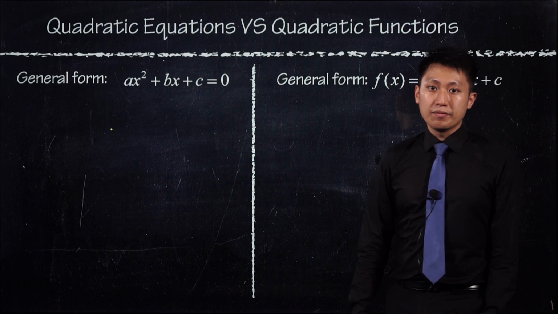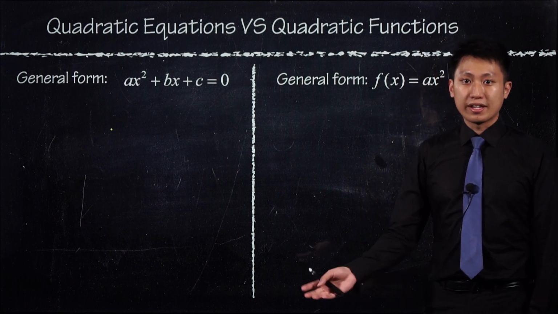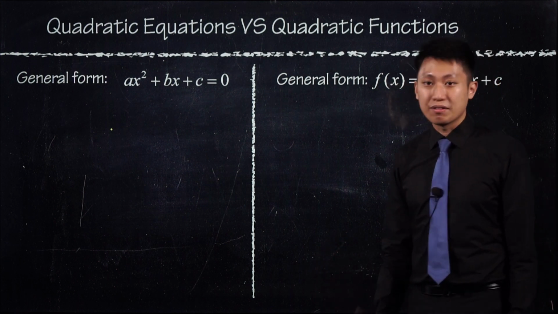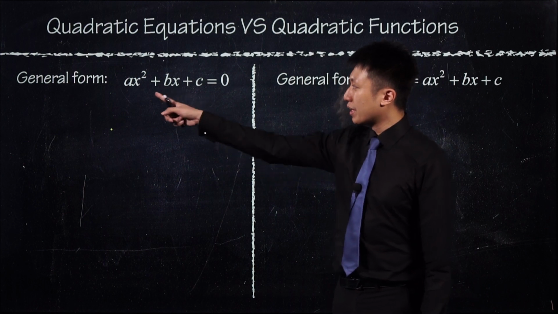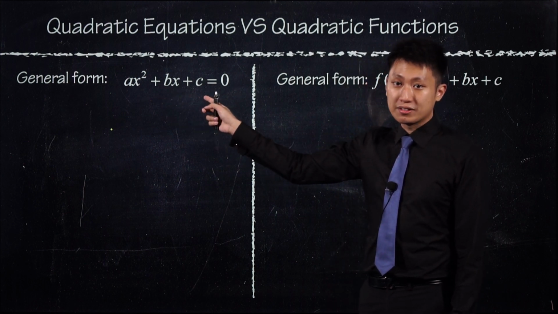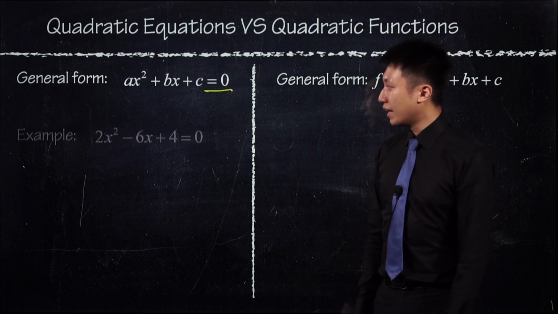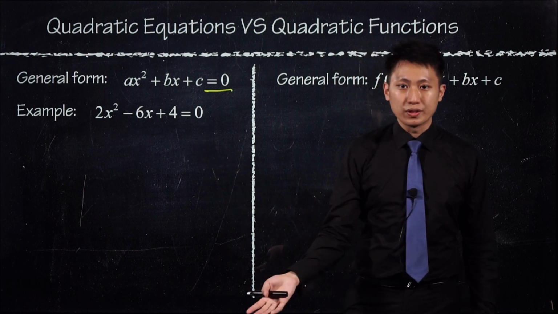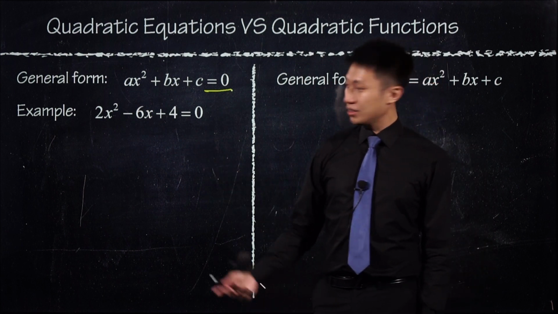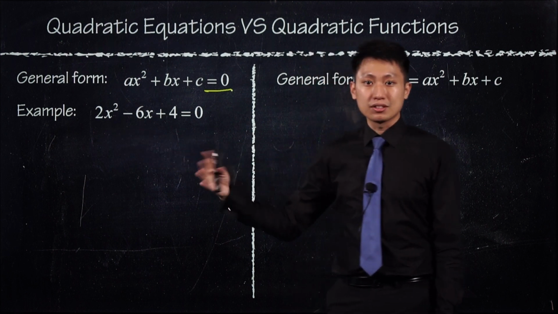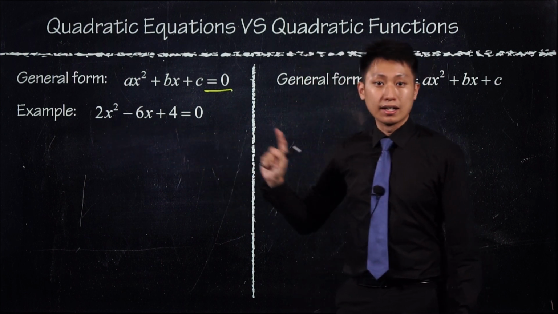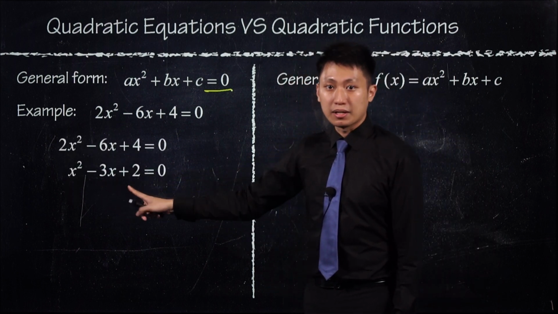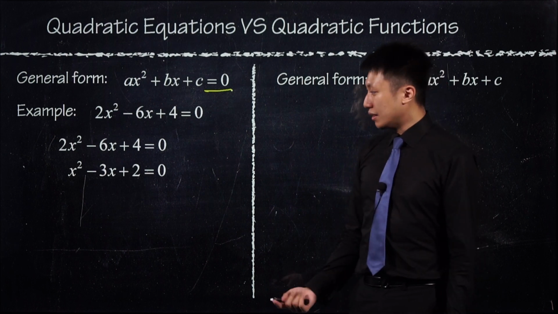Right. So now, you might not be very familiar with quadratic equations and quadratic functions because they kind of look the same. Let me tell you some differences here. If you have the general form here equal to 0, this one is a quadratic equation. For example, you have this one. If you want to solve it, what would you do first? You would divide by 2 first, because you see there are common factors here, here, here. Then you get x squared minus 3x plus 2 equals 0. Then you solve for this one.